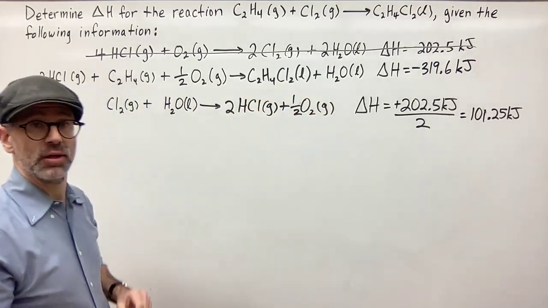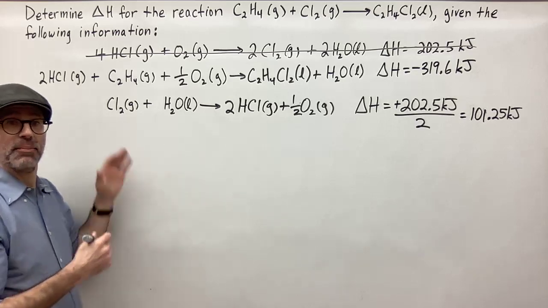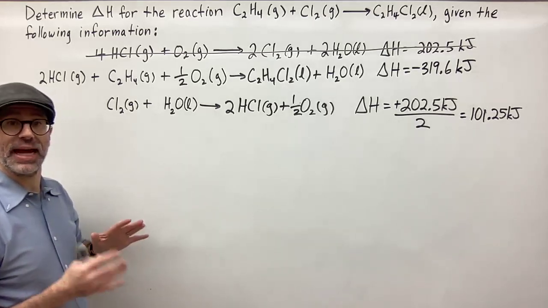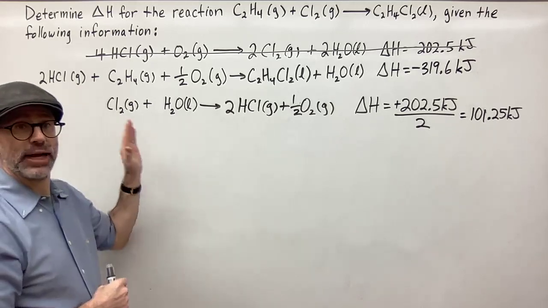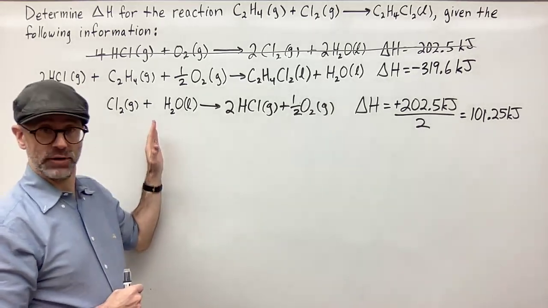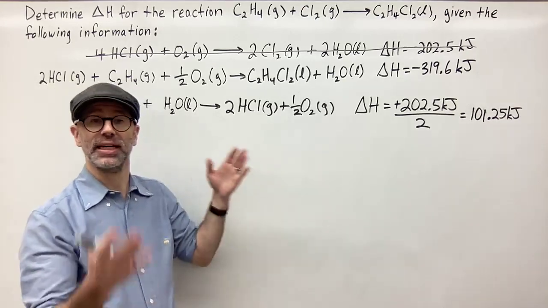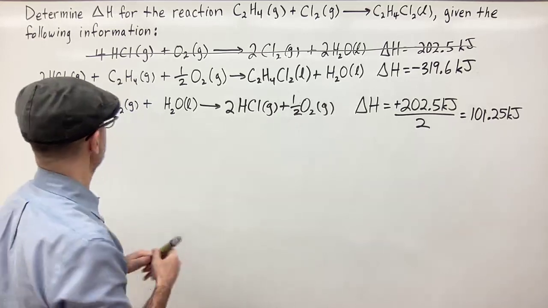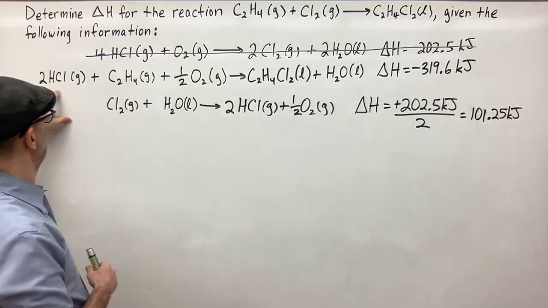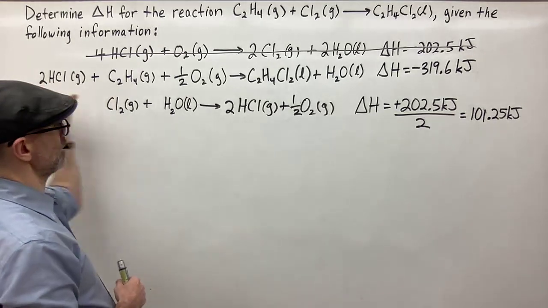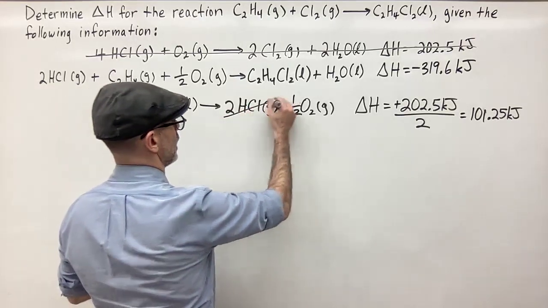So now all we need to do is add them together. But let's first eliminate anything that is a reactant and a product. Anything that's a reactant in one reaction and a product in another reaction can get canceled out. So here you'll notice that I have 2 HCl here in this reaction as a reactant, and I have 2 HCl here as a product. So that can be canceled out.